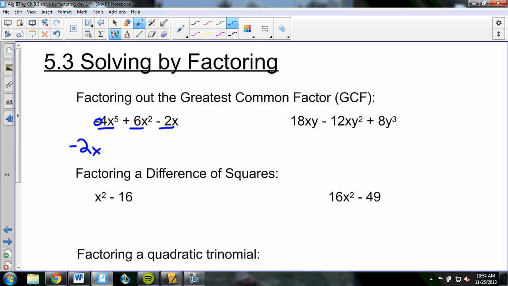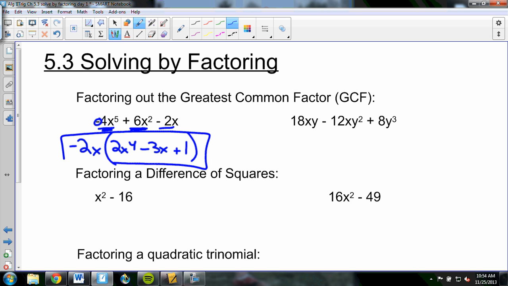I factor out a negative 2x. So now every term is being divided by negative 2x. Negative 4x to the 5th divided by negative 2x becomes 2x to the 4th. Positive 6x squared divided by negative 2x becomes negative 3x. Negative 2x divided by negative 2x becomes positive 1. That is my factored form.